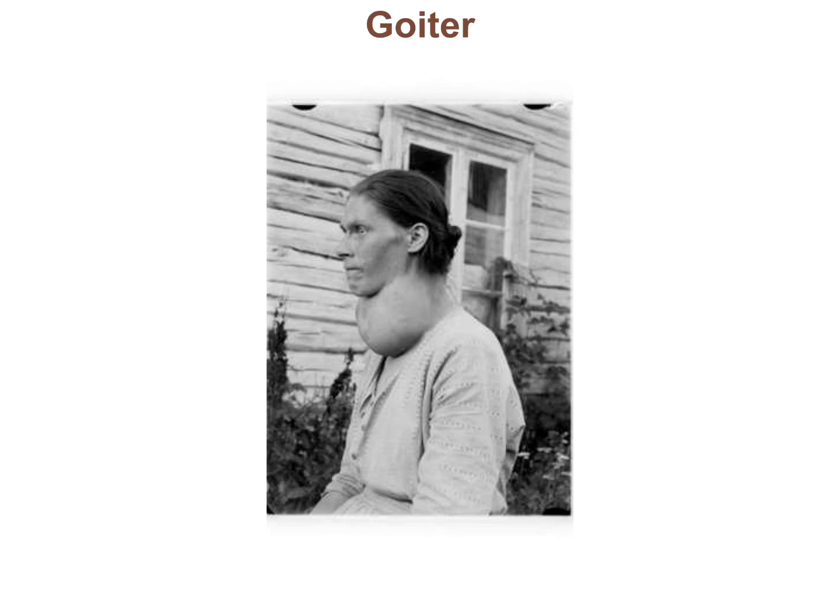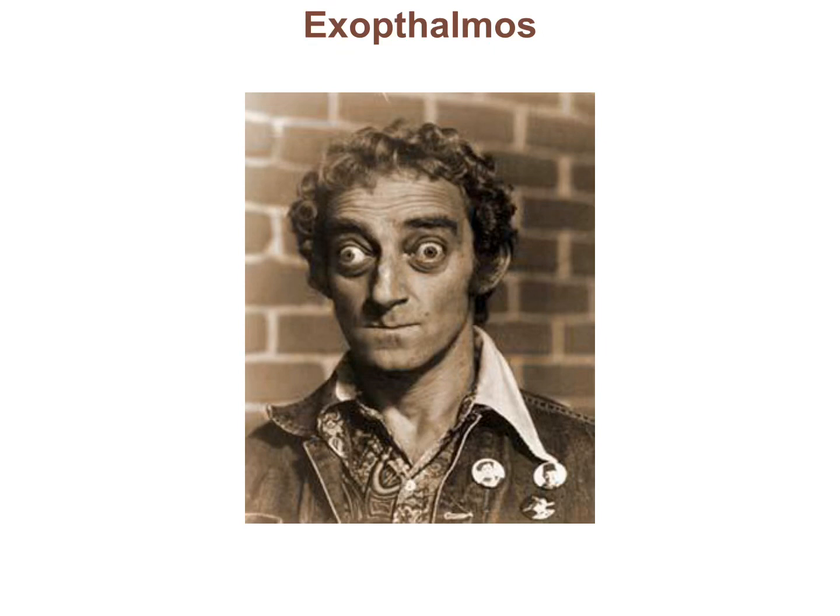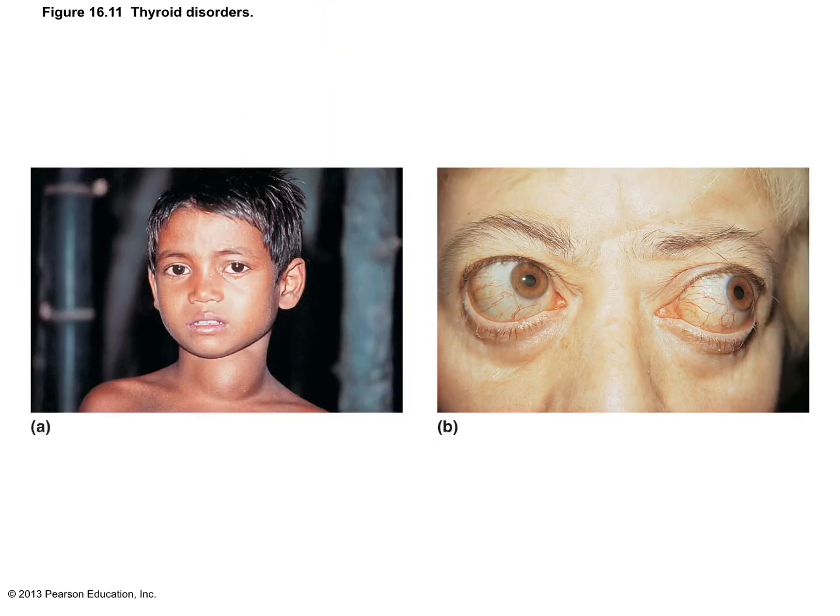This gives you a picture of what goiter looks like. This is quite extreme. Here's an example of the bulging of the eyes with exophthalmos. And then this slide shows both. You've got on the left side the goiter, and on the right, you can see the bulging of the eyes with exophthalmos.